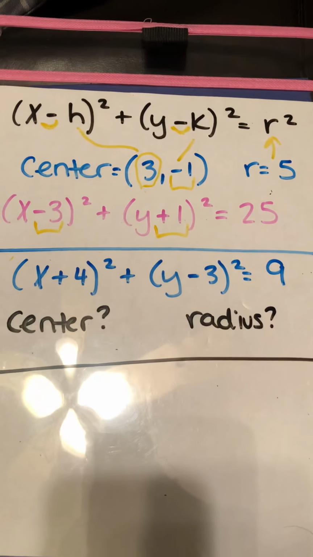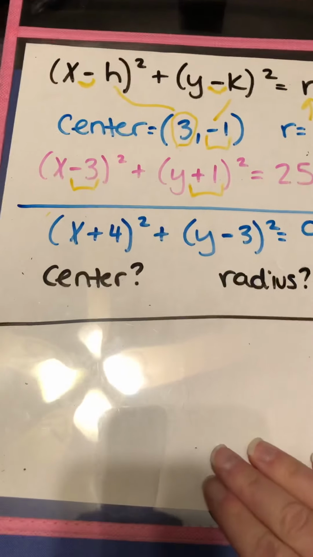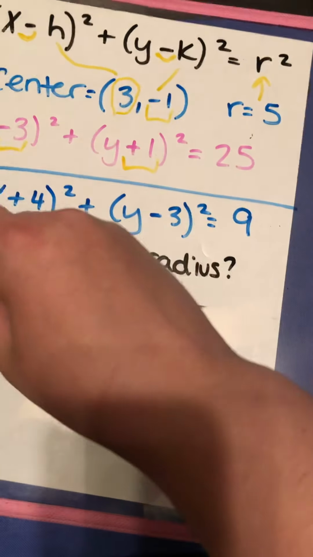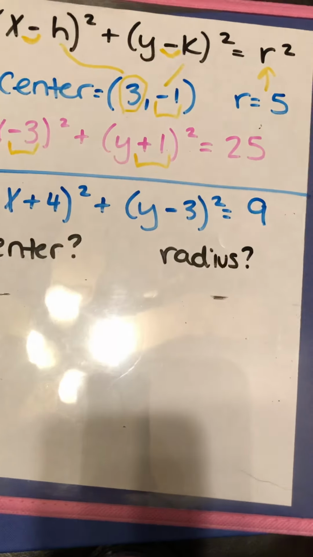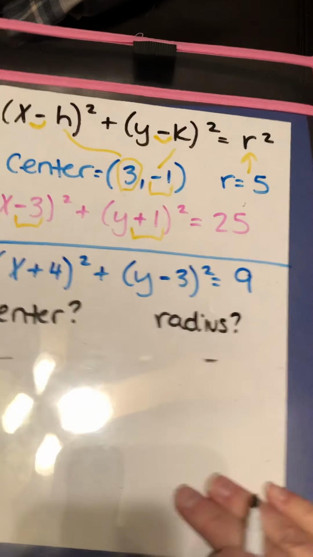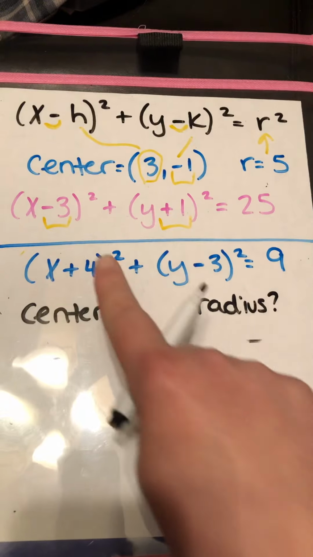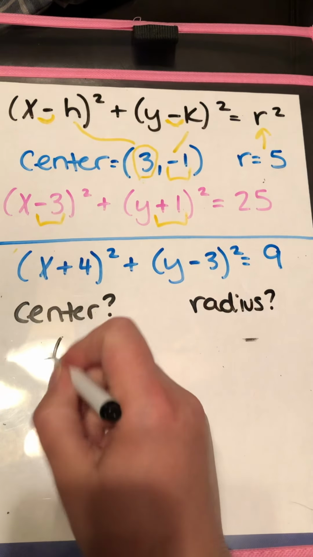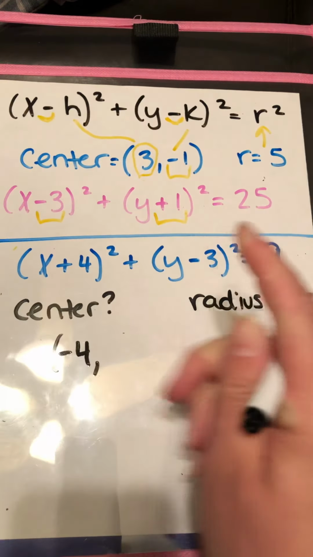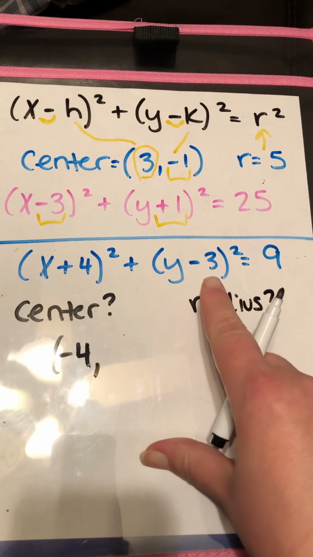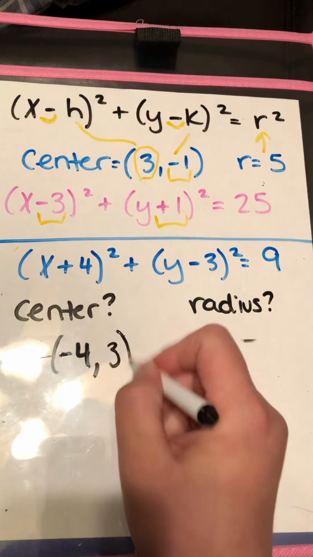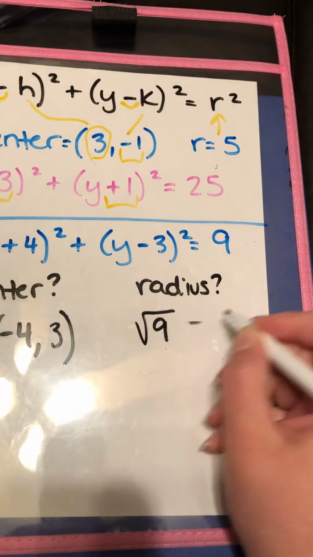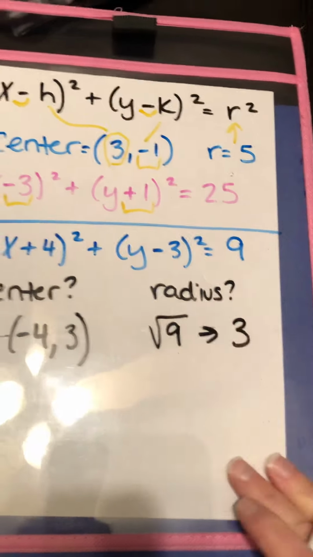You could get something like this where it asks you, what is the center? What is the radius? You need to remember what we just said about the sign swapping. So if this is a plus 4, my center is going to be a negative 4. And then this one's a negative 3, so my y-coordinate's a positive 3. The radius, you always take the square root of what's on the end. So it's 3. Okay?